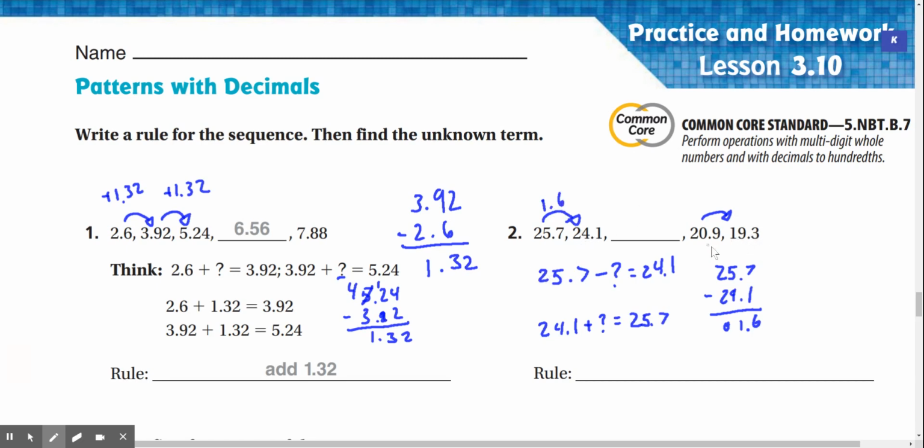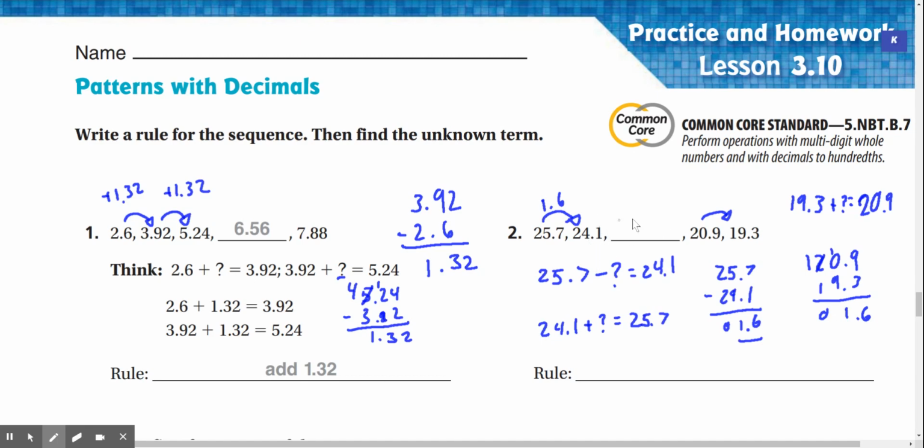Now let's do the same thing for 20.9 and 19.3. So what number do I need to add to 19.3 to get to 20.9? We want to figure that out. We're just going to subtract 20.9 and 19.3. Well, 9 minus 3 is 6. Can't do 0 minus 9, so we're going to regroup. Now we have 10 minus 9, which is 1. 1 minus 1 is 0. And we have 1.6, the same that we had over here.